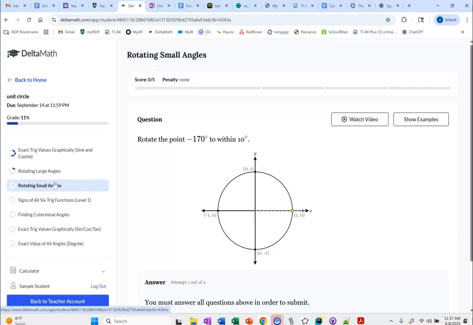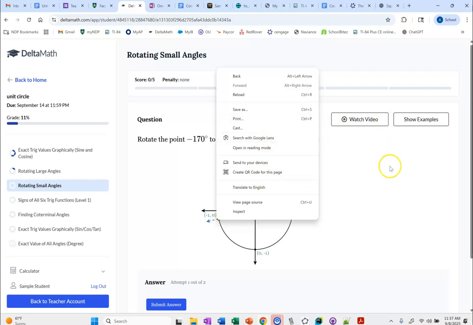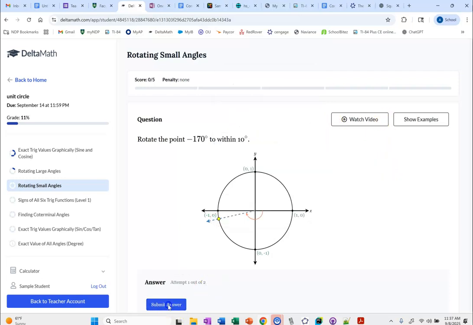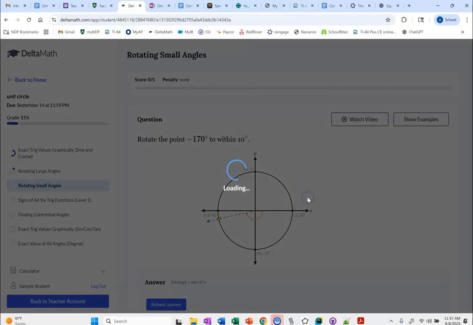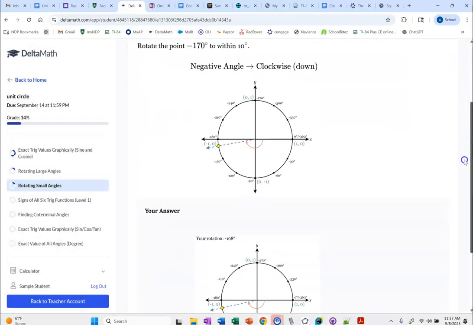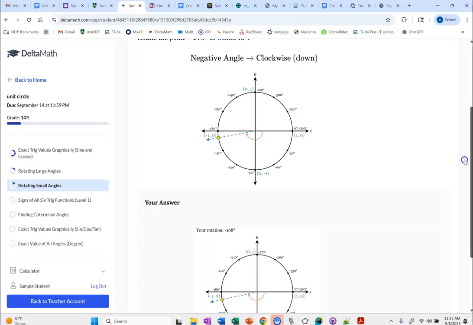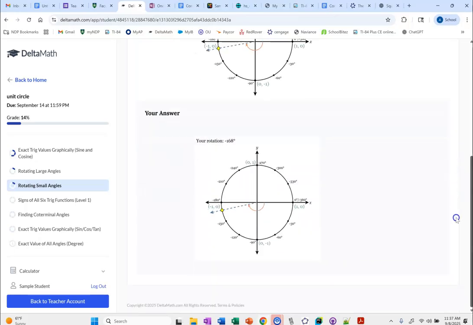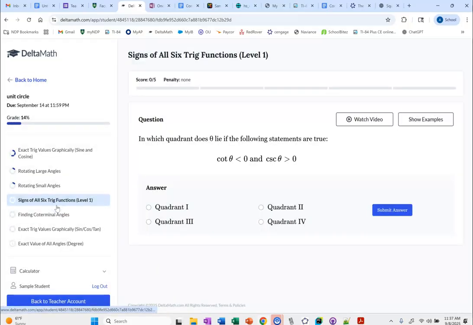Oh, we also have small angles, so it's the same idea. So this one is negative 170. So again, it's negative, it's this direction. And it's a little less than straight the other way. And it says, yep, that was good enough. What I wrote was negative 168. So within 2 degrees. Pretty decent. Okay.